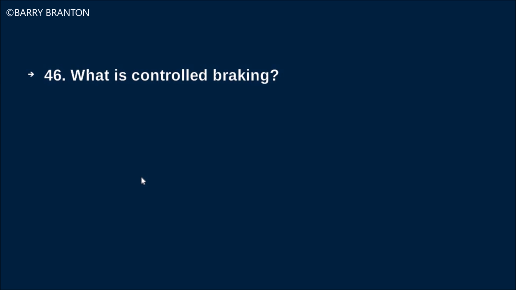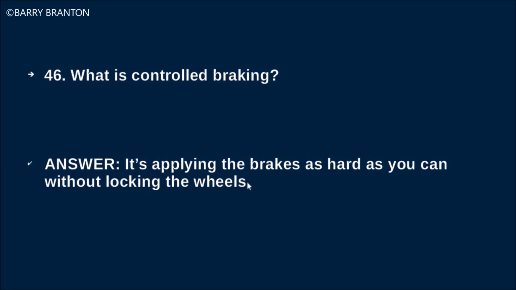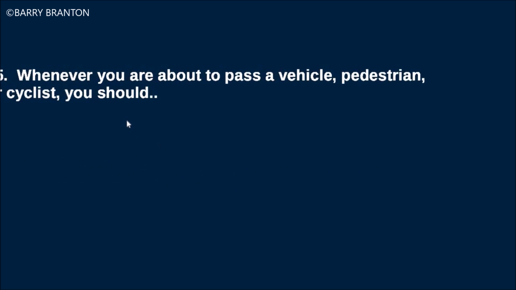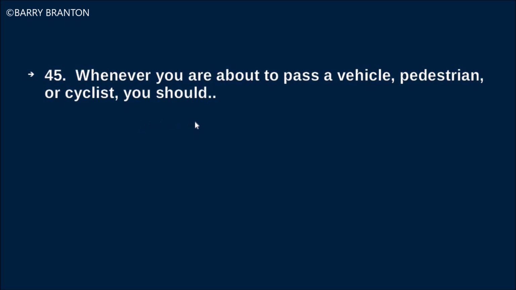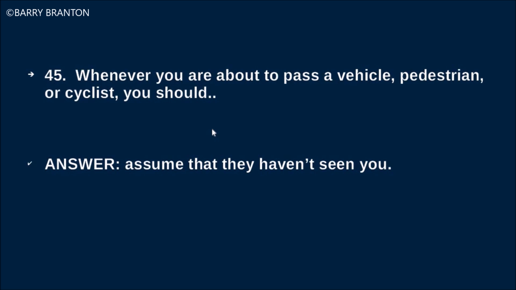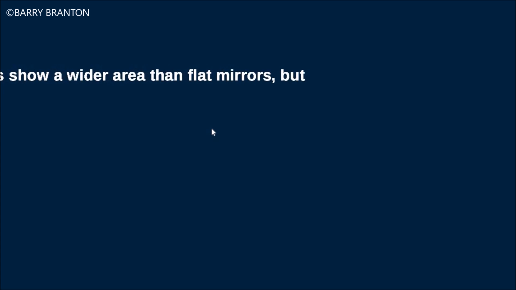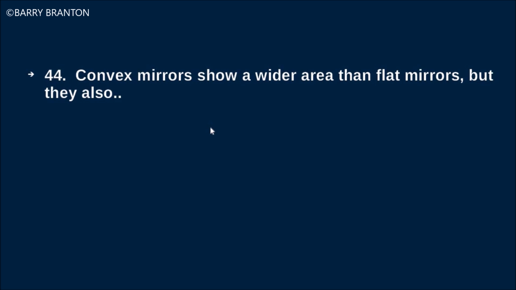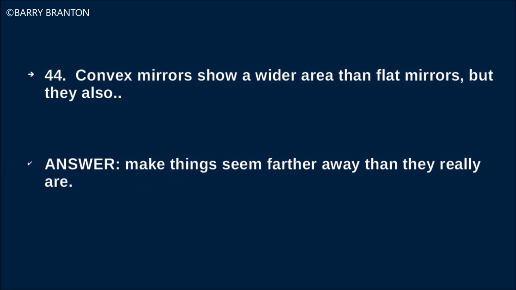What is controlled braking? It's applying the brakes as hard as you can without locking the wheels. Whenever you are about to pass a vehicle, pedestrian, or cyclist, you should assume that they haven't seen you. Convex mirrors show a wider area than flat mirrors, but they also make things seem farther away than they really are.